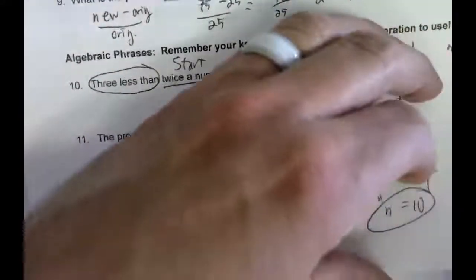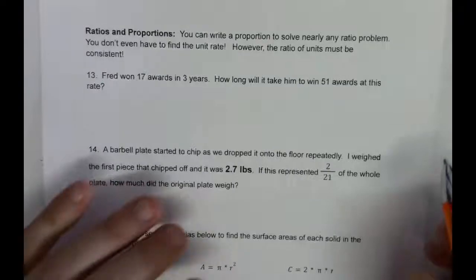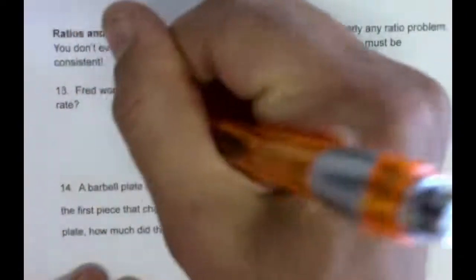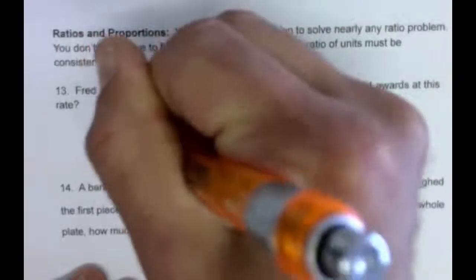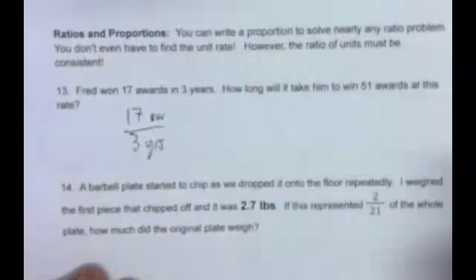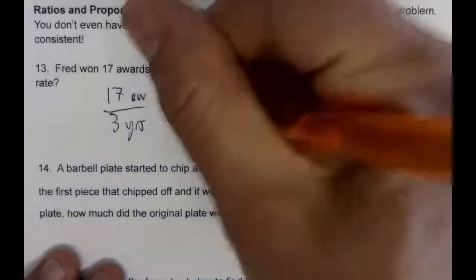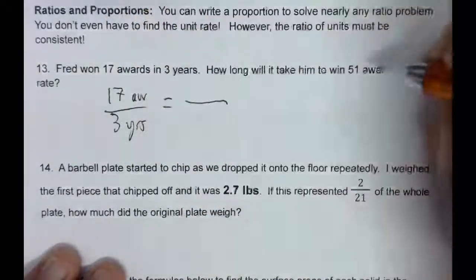And the last page, ratios and proportions. So you can use a proportion to solve any ratio problem. Fred won 17 awards in 3 years. Okay, I'm going to abbreviate here for time's sake. How long will it take him to win 51 awards at this rate? So what we're going to say is equals 51 awards.